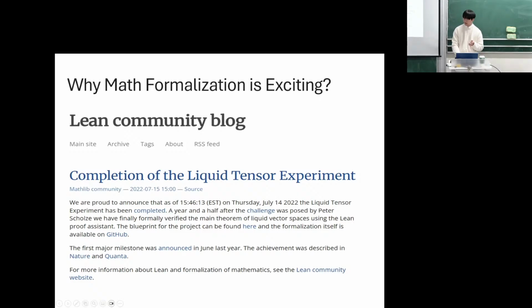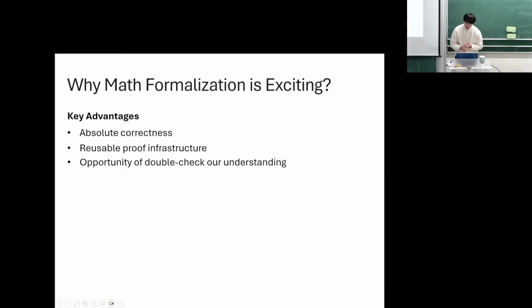Now, let me briefly discuss the advantages of formalization. First, formalization gives us absolute correctness. A computer checks every logical step, so human errors are eliminated. Second, it gives us reusable proof infrastructure. This means we can reuse existing proofs and build larger arguments systematically. Finally, it's a good opportunity to double-check our understanding. Formalization forces us to look again at all the steps that we might skip or take for granted.